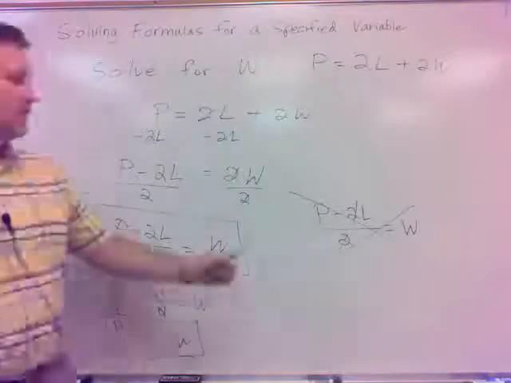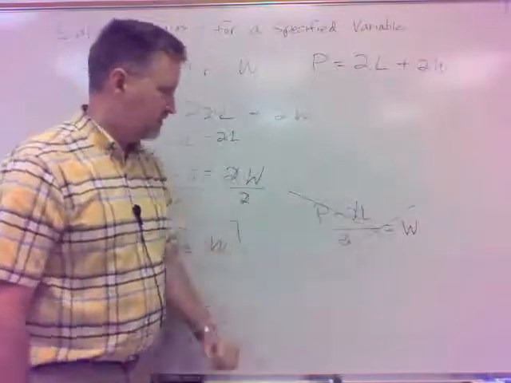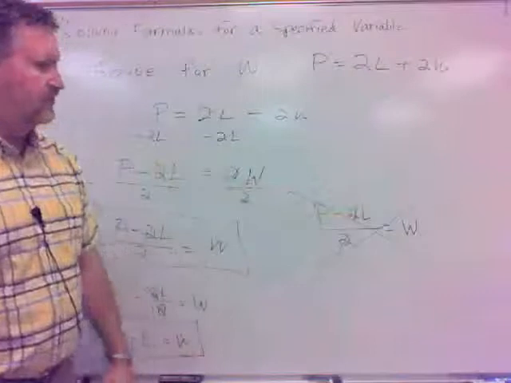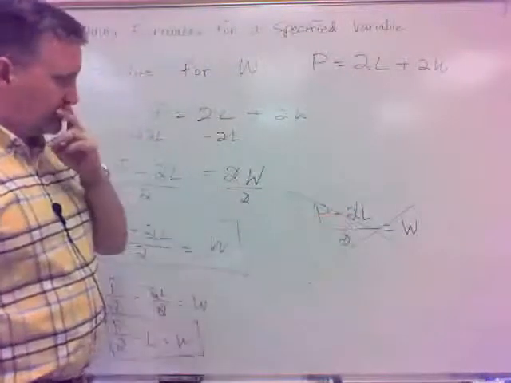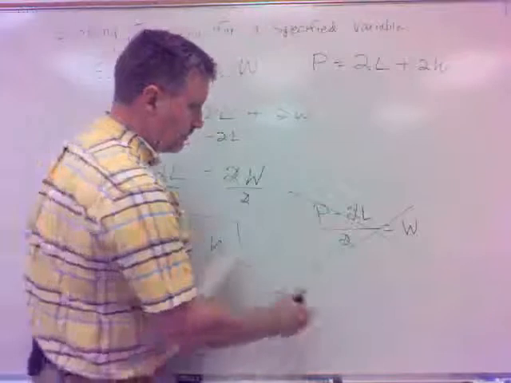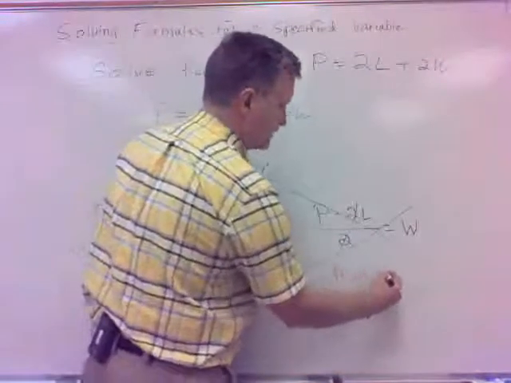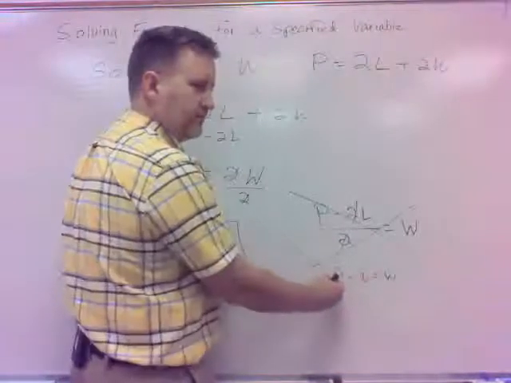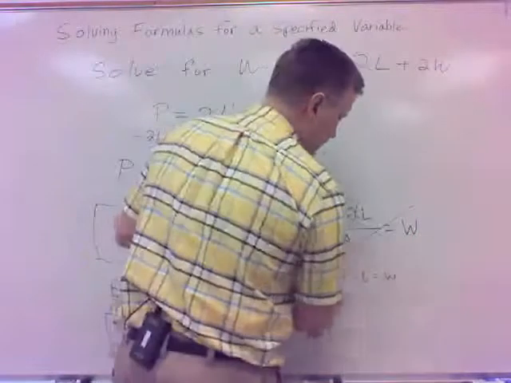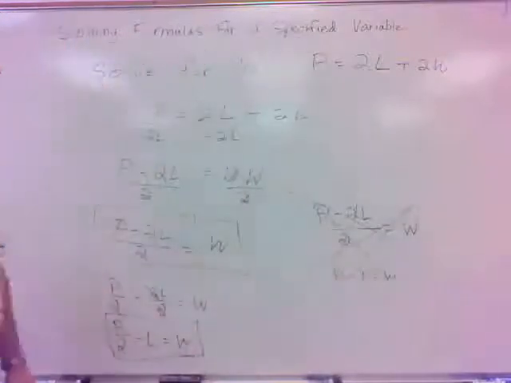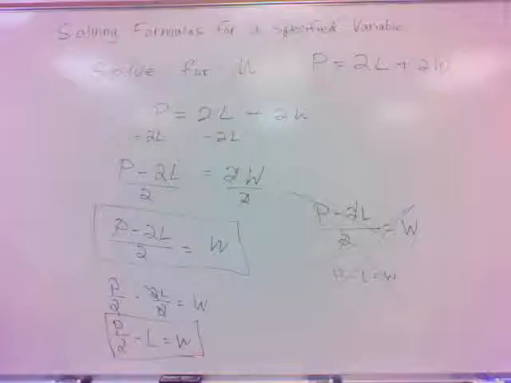That 2 is dividing both the P and the 2L. And if we just cancel the 2 on top with the 2 on the bottom, we would wind up with P minus L equals W. And we have not divided the P by 2, which it does need to be divided by 2 as well. So, be careful with that. And don't cancel when you can't. All right?